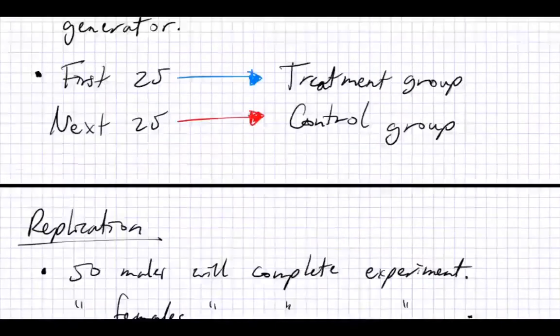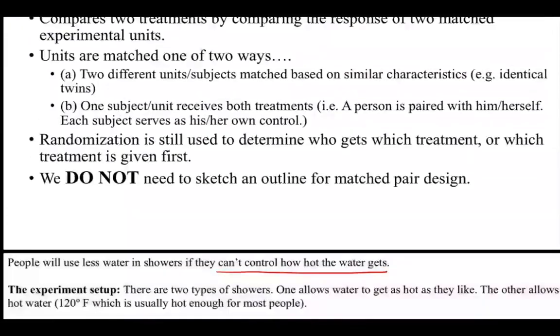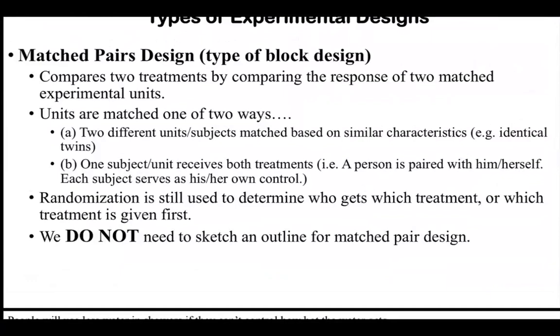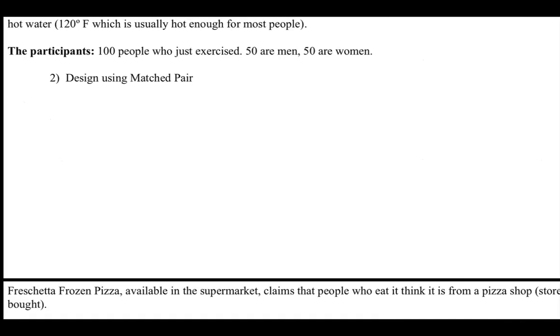Yeah, that's what I think would be the best, right? Which shower they take first. They don't have any choice, right? Right here, randomization is still used to determine who gets which treatment, or which treatment is given first. Okay, so let's start writing this down. So we got randomization. So we know when we're going to randomize, right? So let's explain that.